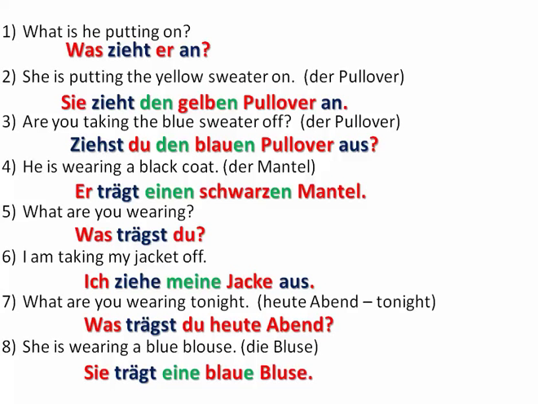So here's just a few exercises working with the verbs anziehen and ausziehen and tragen with articles of clothing, and trying to begin to understand the accusative case.